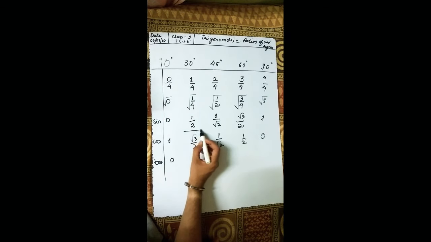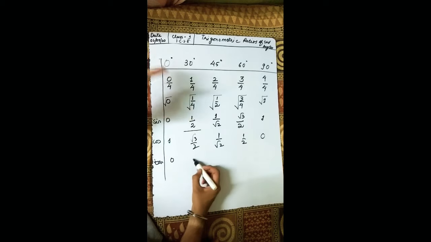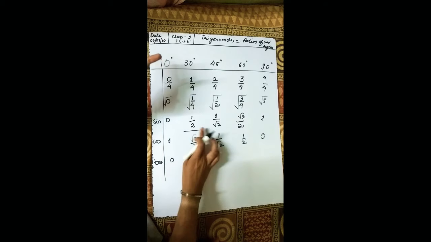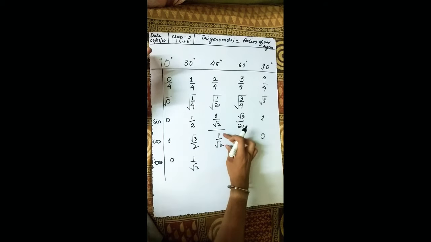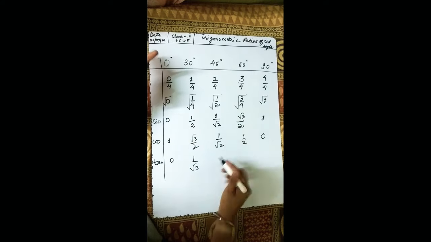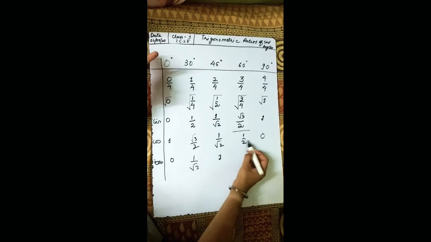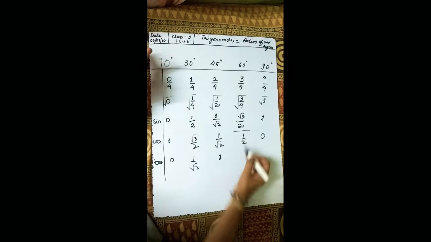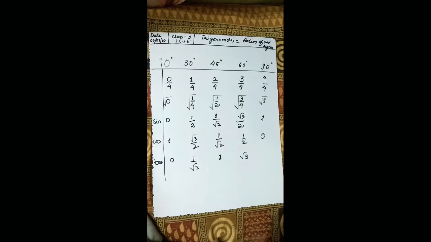If I put one line here, this 2 and this 2 will be cancelled. You are left with 1 upon under root 3. So 1 upon under root 3. Just divide. See, 1 upon under root 2, 1 upon under root 2. They both are the same, so they can be cancelled, and we can write 1 as the final answer. Divide this. This 2 and this 2 will be cancelled. Root 3 upon 1 is what? Root 3 only.